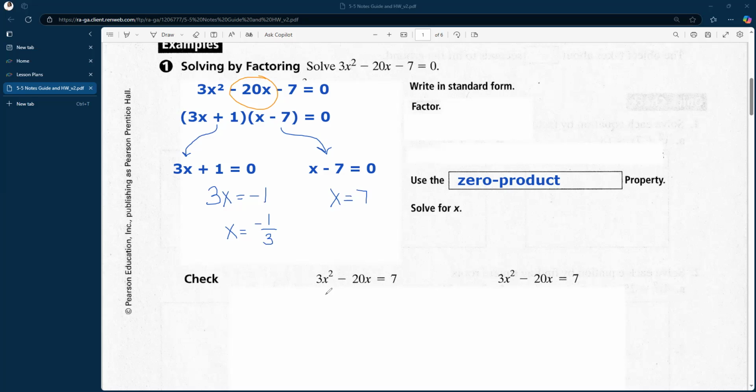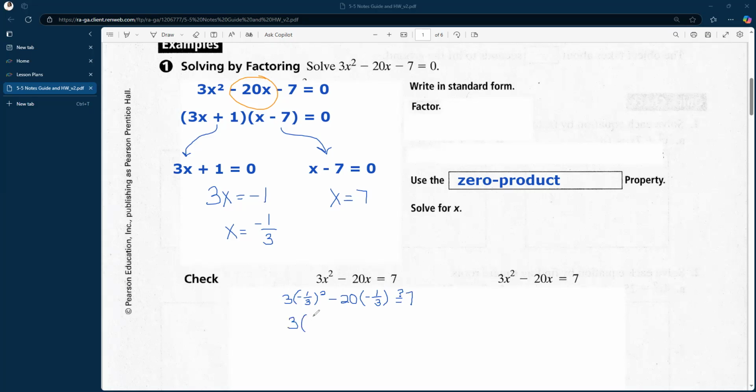So you can check it in standard form, or you can check it in this altered form where all the x's are on one side and equal to the constant. So in the first one, I am going to plug in -1/3 for x. And instead of writing equals, I'll put a little question mark over it because I'm not sure that it equals 7. I think it does.